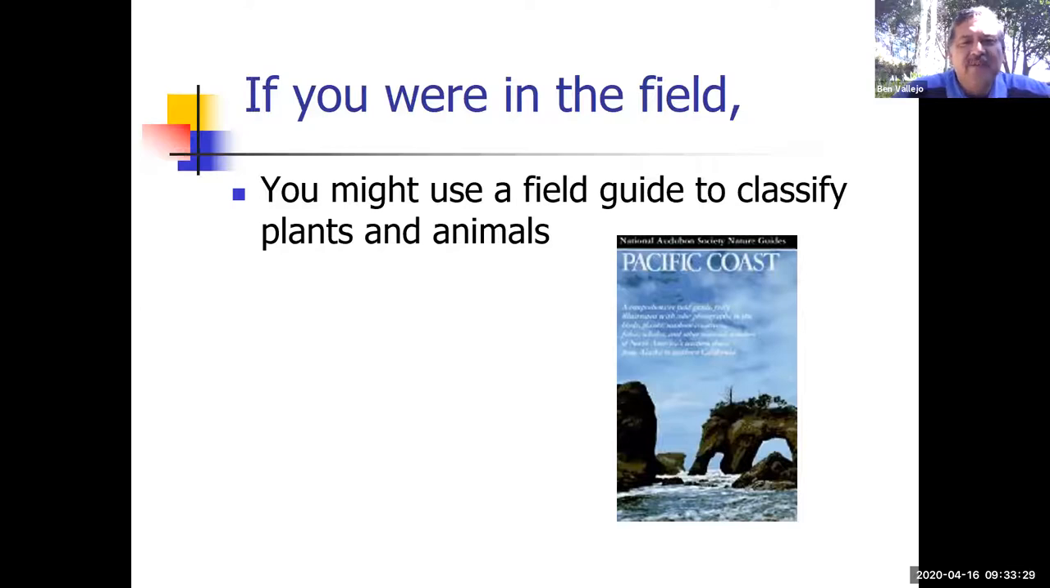So what else could we do? Well, you could have a piece of paper, a 1 page or maybe just a couple page piece of paper that tells you what the organisms are. It's called the dichotomous key.